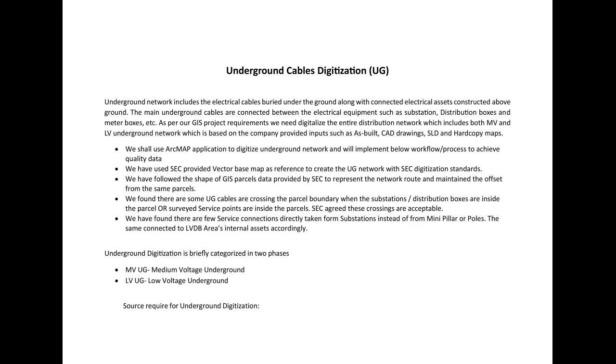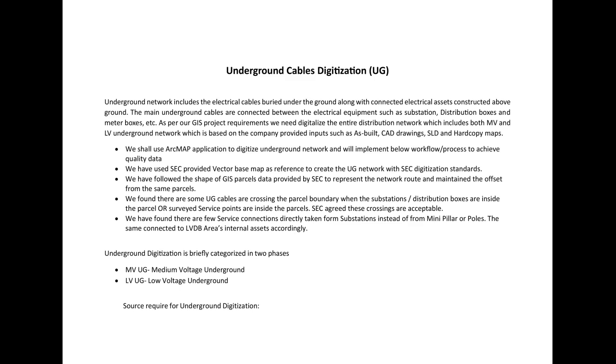We found there are some UG cables crossing the parcel boundary when the substations/distribution boxes are inside the parcel or surveyed service points are inside the parcels. SEC agreed these crossings are acceptable. We have found there are a few service connections taken directly from substations instead of from mini pillars or poles. The same are connected to LVDB areas internal assets accordingly.